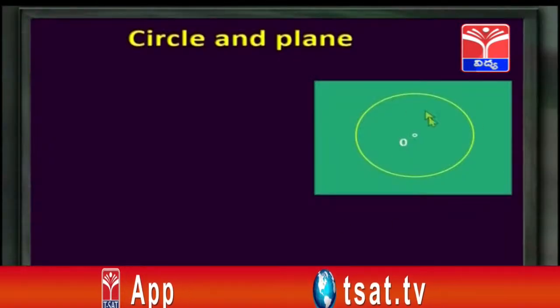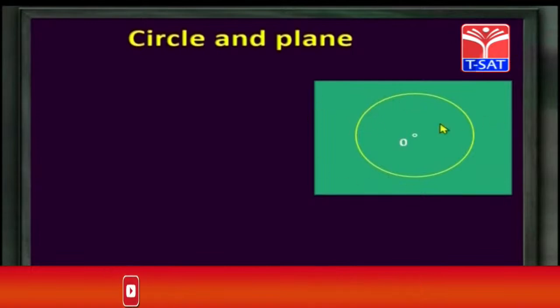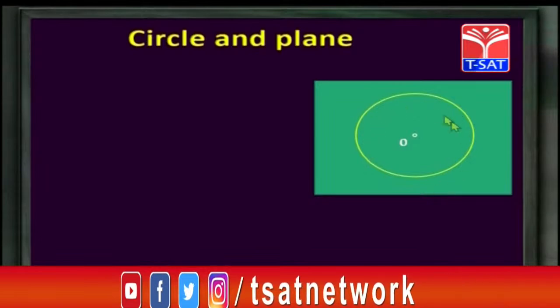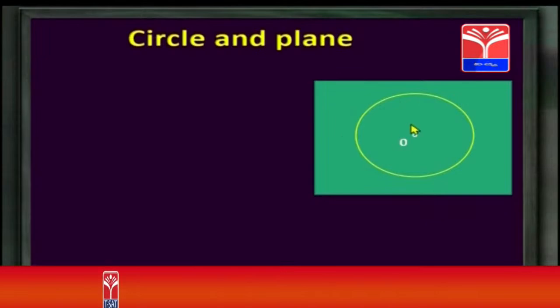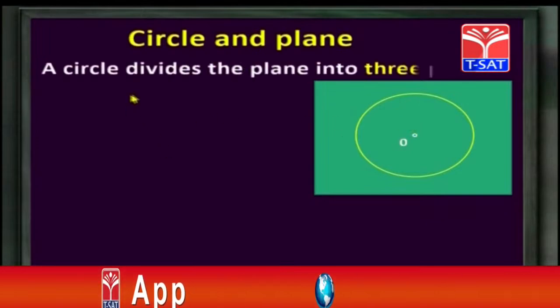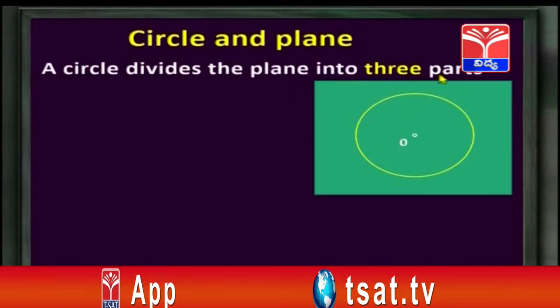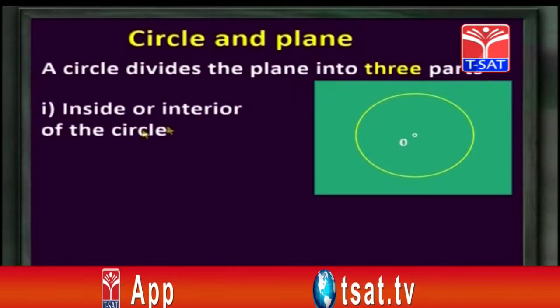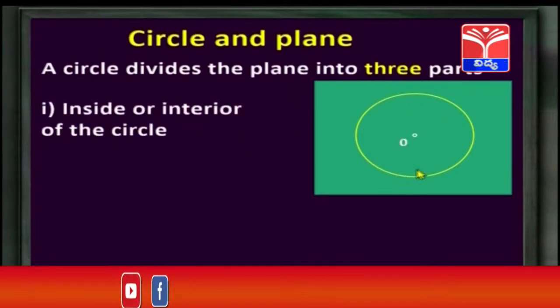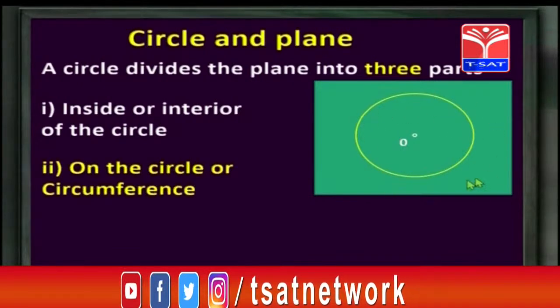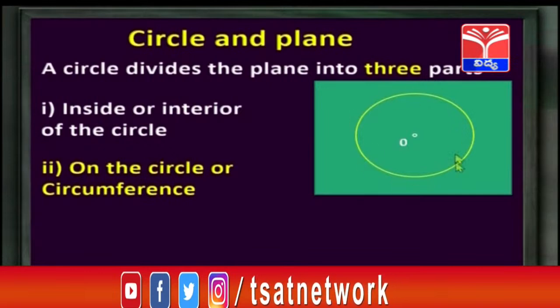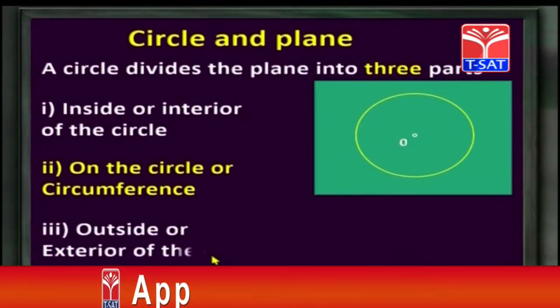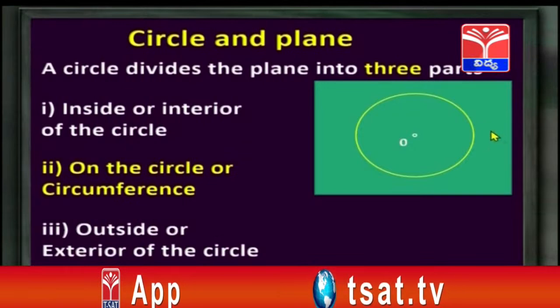So, this is a circle and this is a plane. This circle divides the plane into 3 different parts: one part is the inner side, one is the outside part, and one is the part which is on the circle. A circle always divides the plane into 3 parts. The first is the inside or interior of the circle. The second is on the circle, or we can say the circumference. And the third one is the outside or exterior of the circle.